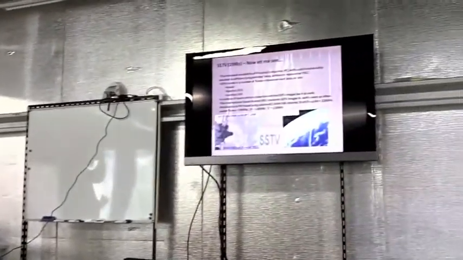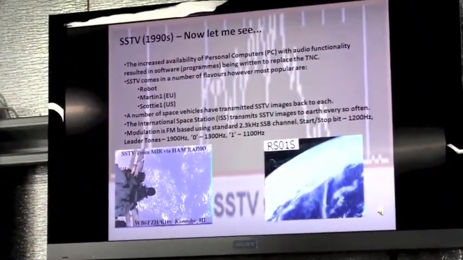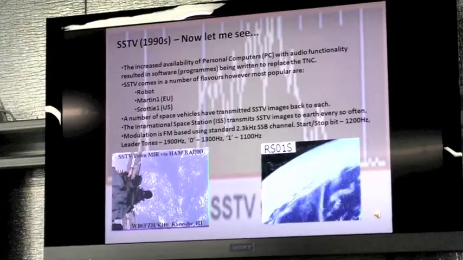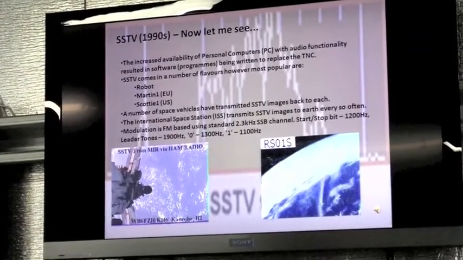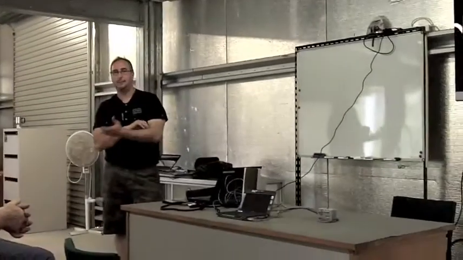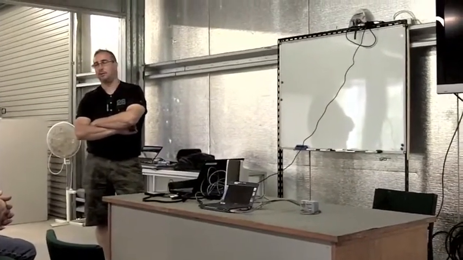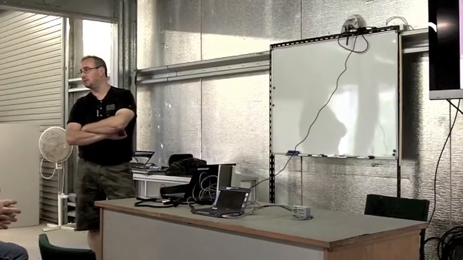Back to the 90s, and slow scan television comes back with a bit of a vengeance. Why? PCs are now on the... if you look at the 80s, we had VIC-20s and Commodore 64s, and somebody may have had an Amstrad or an Amiga, Apple IIes. In the 90s, it was pretty much what we know as a PC today.